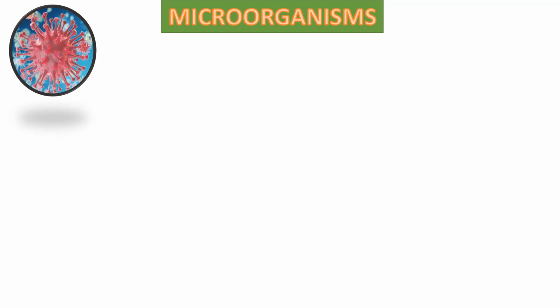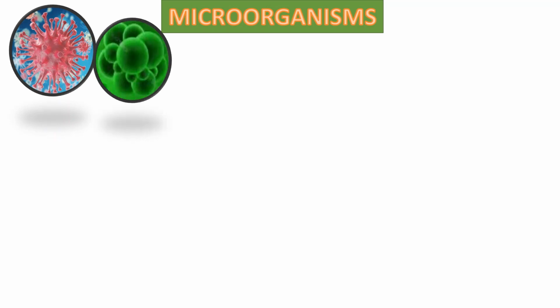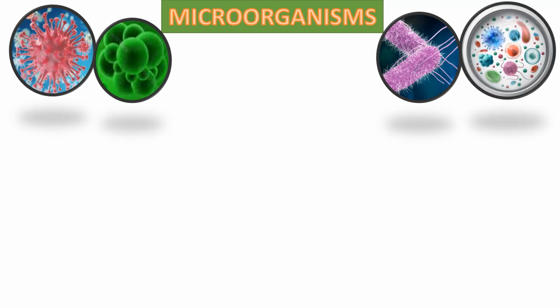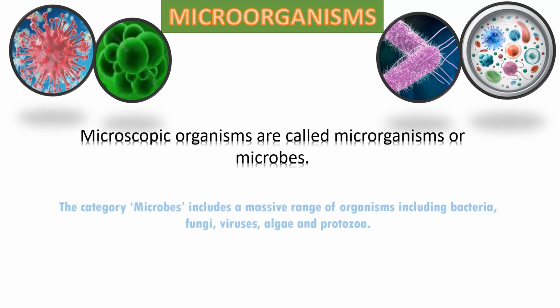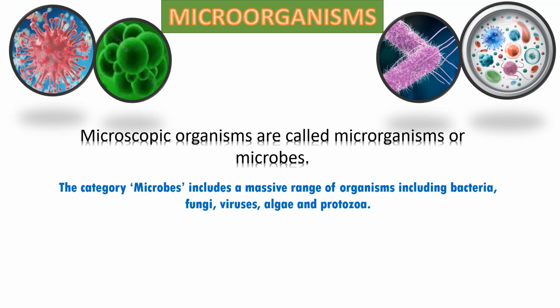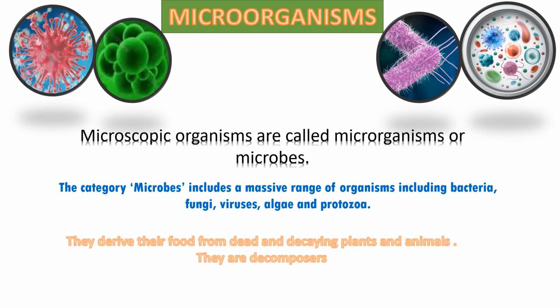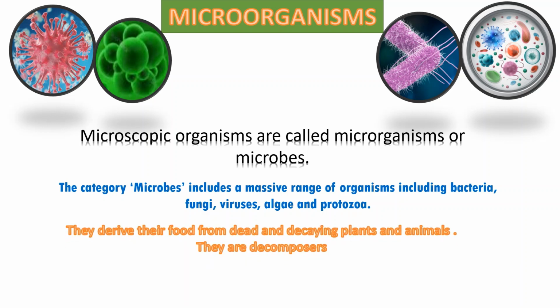Microorganisms. Microorganisms are very small and cannot be seen with the naked eye. They may be viruses or bacteria. They are also called microbes. The category of microbes includes a massive range of organisms, including bacteria, fungi, viruses, algae, and protozoans. Microorganisms that derive their food from dead and decaying plant and animal materials are called decomposers.